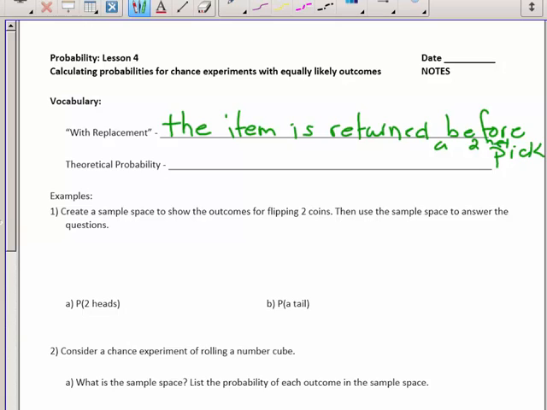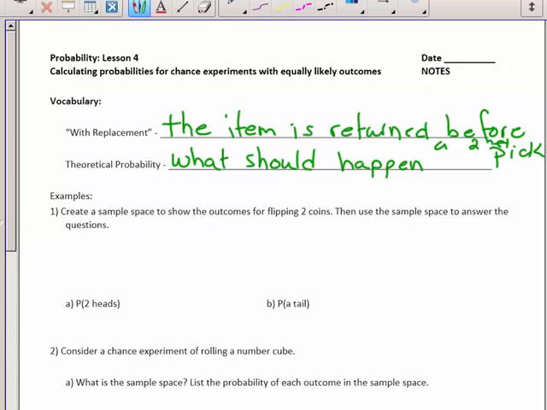Okay, we're also going to talk about theoretical probability, and theoretical probability is what should happen. Meaning that, let's say I was flipping a coin 50 times, I should get half of them heads and half of them tails. But that doesn't necessarily happen if you actually go through and flip the coin. So today we're going to be talking about theoretical probability. All right, let's just get right into some examples then.